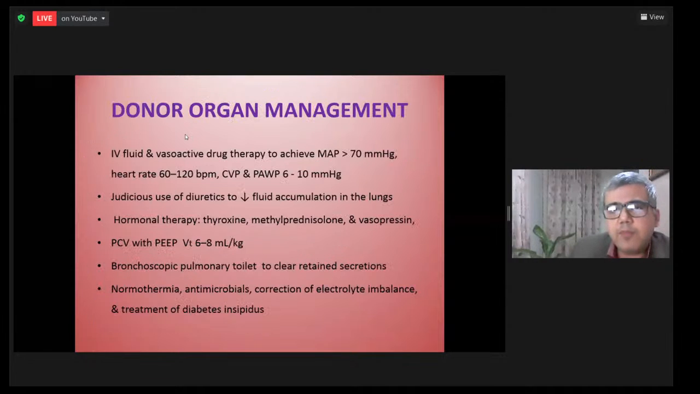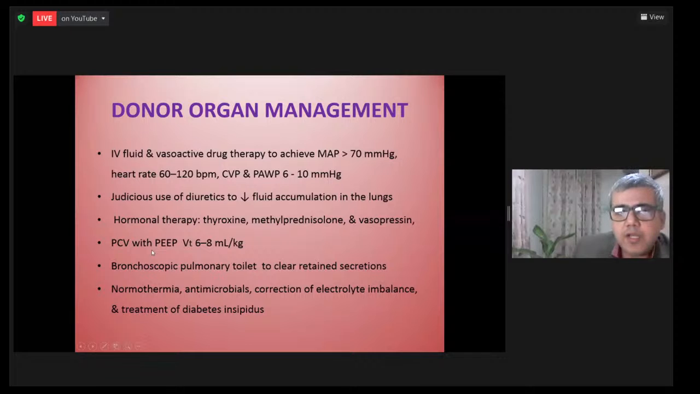So before coming to the management of the recipient, for a double lung transplant or a single lung transplant, it's a cadaveric donation. The cadaveric donation can be a brain dead donor, or it can be a beating heart donor. So your management of the donor is also very essential. You should make sure that the hemodynamic management is such that the mean arterial pressure should be greater than 70, heart rate around 60 to 120 beats per minute with a CVP of 6 to 10. Diuretics should be used judiciously so as to avoid any fluid accumulation in the lung. You don't want a lung overloaded with fluids for your transplantation.